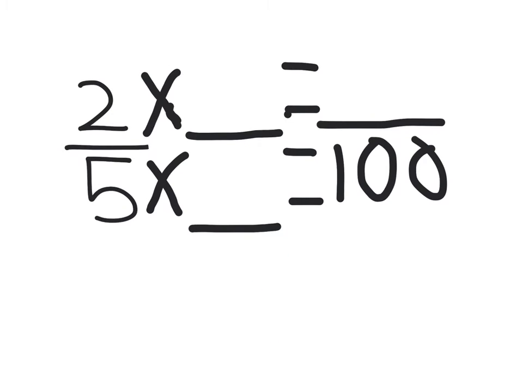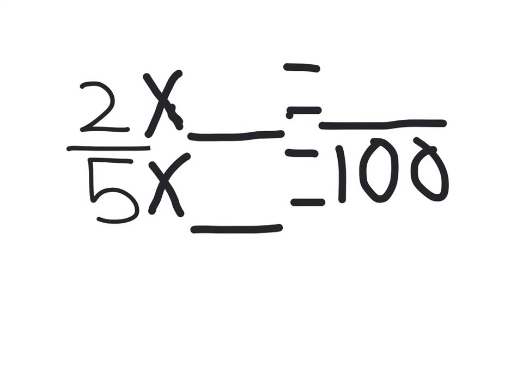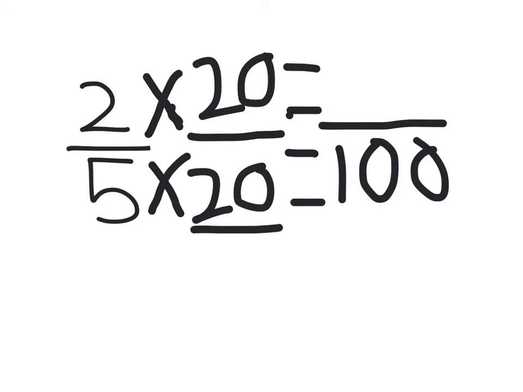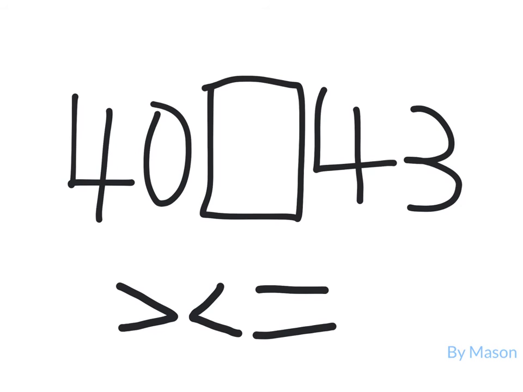So we have to find how to get 100 by 5 times something. So 5 times 20 would equal 100. And then 2 times 20 equals 40. So which one's higher, 40 or 43? 43 was higher, so then that means you'd use this sign, and 43 is your answer.